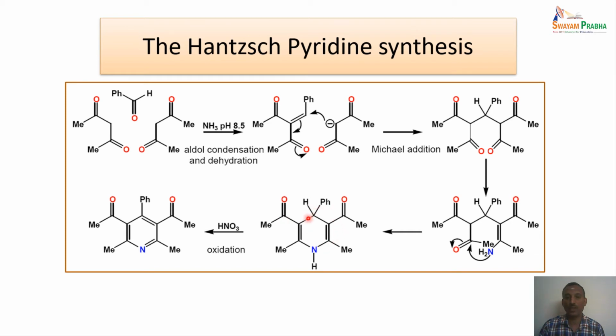The actual Hantzsch pyridine synthesis stops here at the dihydropyridine stage. This is taken and further oxidized using a strong oxidizing agent to the corresponding pyridine derivative. This is the final step we have to do separately to convert the dihydropyridine, which is formed from the Hantzsch pyridine synthesis, to the final pyridine derivative. Here we have a completely substituted pyridine derivative that is formed.